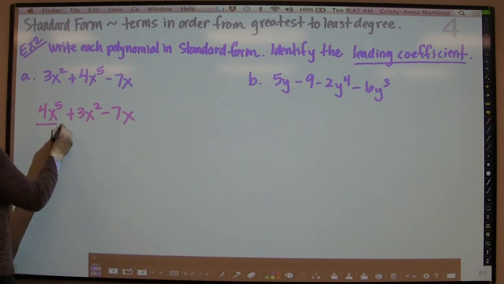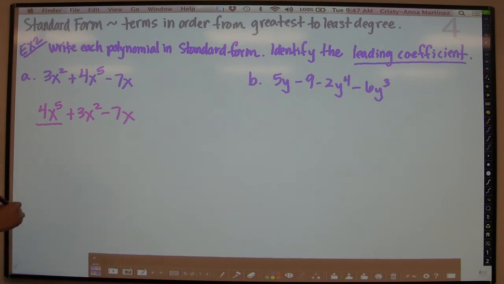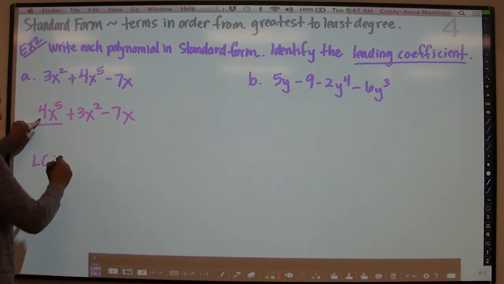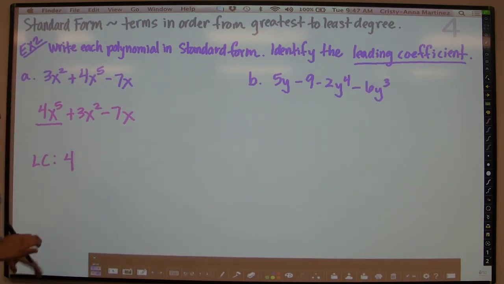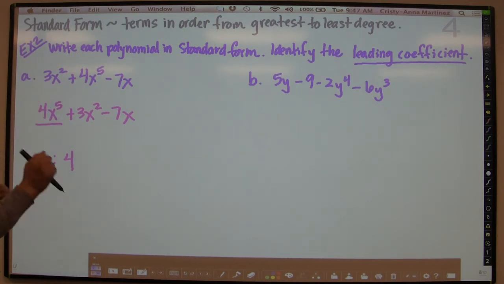And since this is the first term in the polynomial, it's considered the leading term. And since they're asking us to identify the leading coefficient, the LC if you will, that's just the coefficient of the biggest or the first term, so it's just the 4. Be very careful that they don't want the entire term, they just want the leading coefficient, so it's just the number in front of the variable that happens to be the first one. It's leading the pack, so to speak. So there you go. It's going to be a big fat 4.